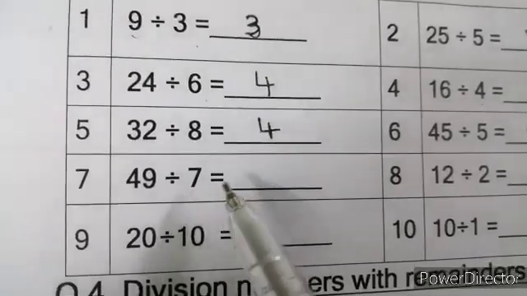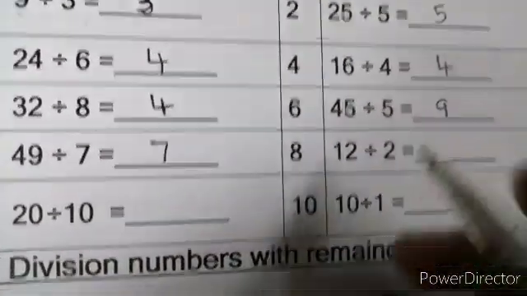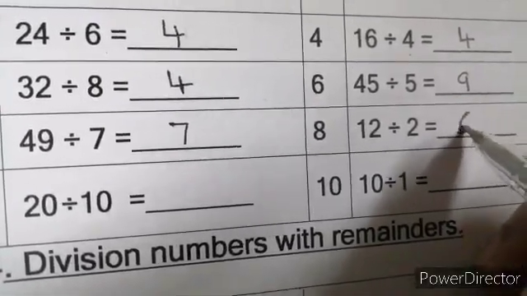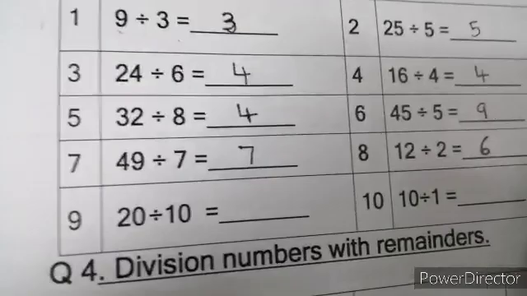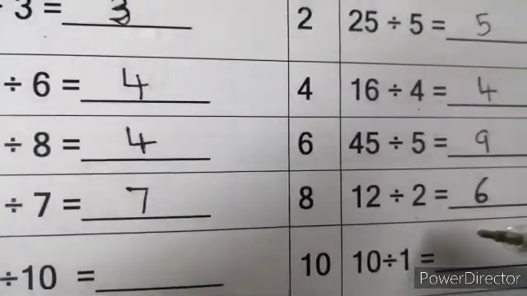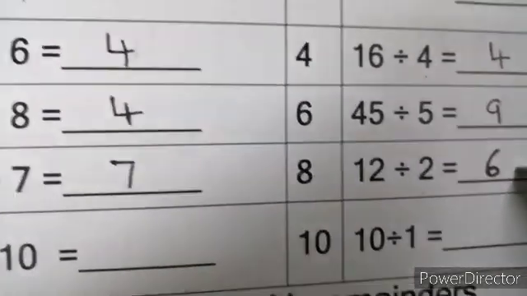49 divided by 7 is equal to 7. 12 divided by 2 is 6. You tell the tables and write the answers. 2 ones are 2, 2 twos are 4, 2 threes are 6, 2 fours are 8, 2 fives are 10 and 2 sixes are 12.